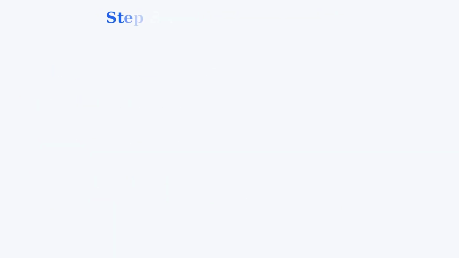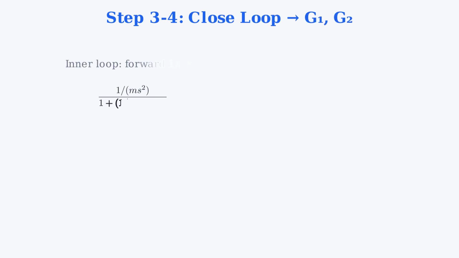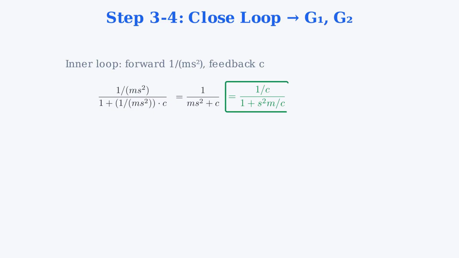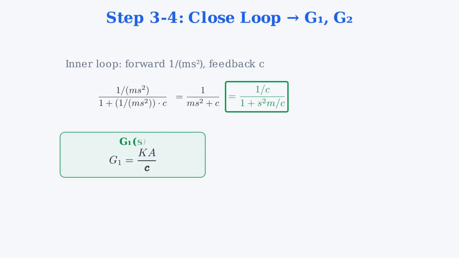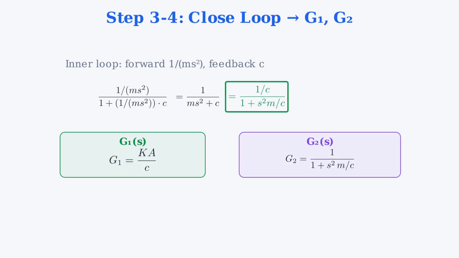Step 3. Close the inner feedback loop. The minus C times X feedback creates a loop. Forward path is 1 over ms squared. Feedback path is C. Apply the feedback rule. The closed loop transfer function is the forward path divided by 1 plus forward times feedback. That is 1 over ms squared divided by 1 plus C over ms squared.